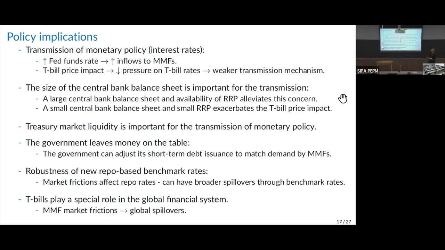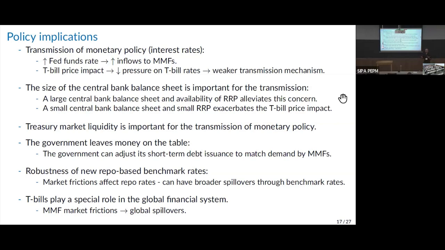Second, the size of the central bank balance sheet is important. A large balance sheet with an unlimited amount of RRP availability would alleviate all this concern. But if you want to operate with a small balance sheet, you have to think about money market funds and their price impact and their demand for the collateral. Second, treasury market liquidity is important for the transmission of monetary policy.